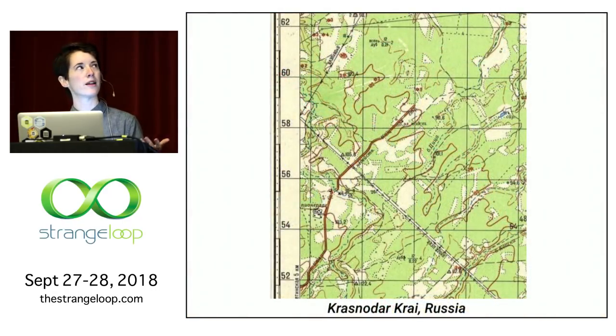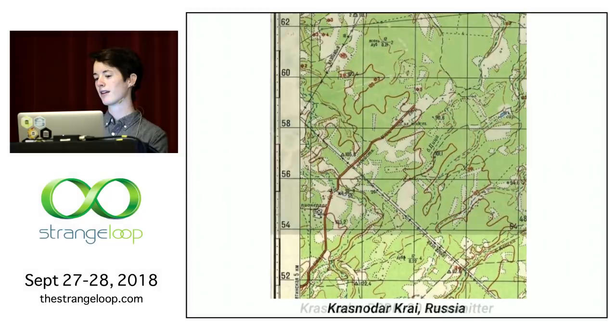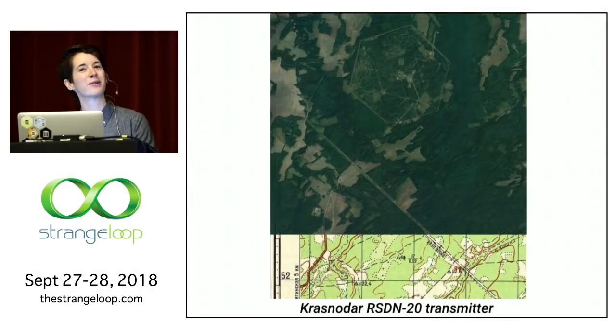Here's another map that's not telling us something pretty important. It looks like a pretty innocuous topographical map of a place in Russia. But if we go and look at the satellite image, we notice that there's something pretty interesting up there that they don't show on the map. This is the Krasnodar RSDN-20 transmitter, and it was censored from these maps to keep the location secret.